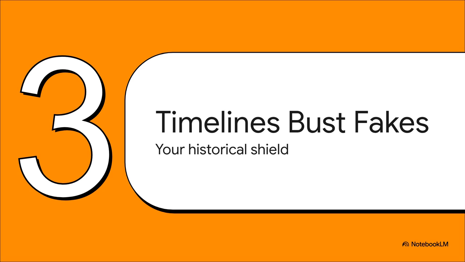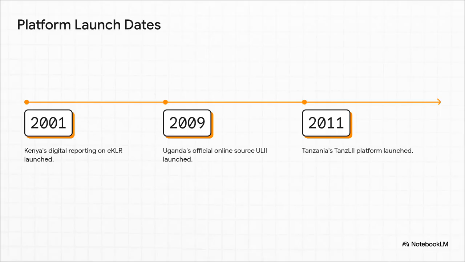Okay, Section 3, timelines that bust fakes. This is your fact shield against AI fabrications. These foundational digital launch dates are basically your digital armor. Kenya's digital reporting on EKLR launched post-2001, Uganda's ULI launched post-2009, and Tanzania's Tanzalii launched post-2011. So what does this actually mean for us? Well, if an AI gives you an EKLR citation for a case in 1998, or a ULI citation for 2004, or a Tanzalii for 2005, you know instantly, without even looking it up, that it is 100% fabricated. Those platforms literally did not exist yet.